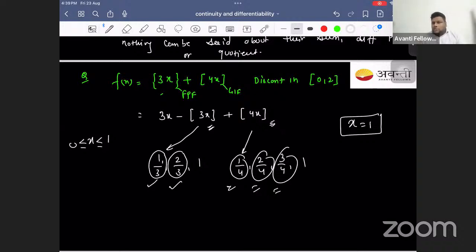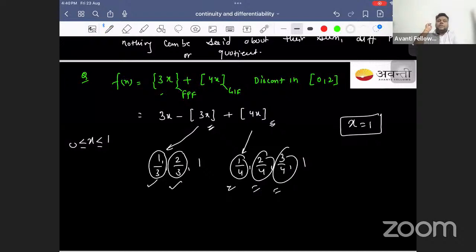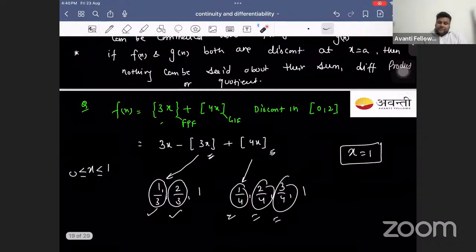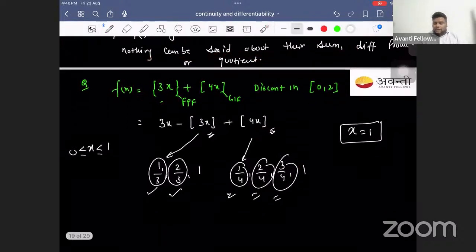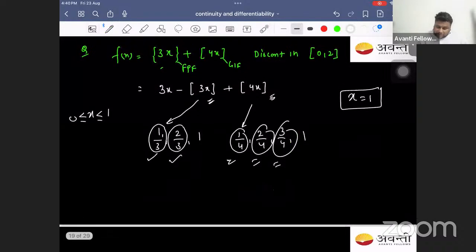If the function is continuous, because at x equal to 1 both are discontinuous. So when both of the functions are discontinuous, what did I say? Nothing definite can be said about their sum, difference, product or quotient. Now we will check using limits.